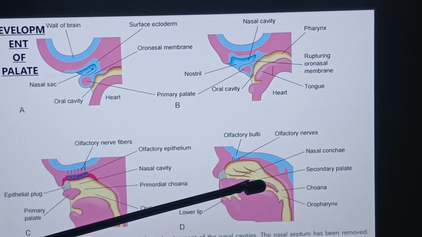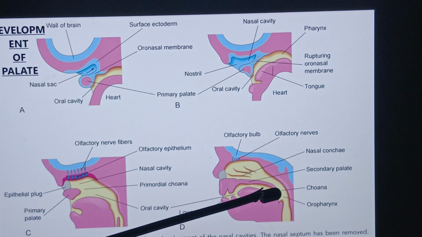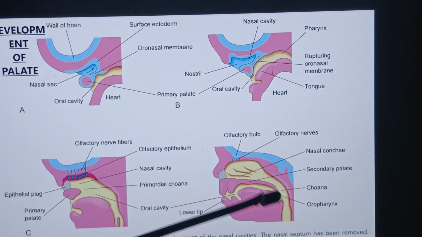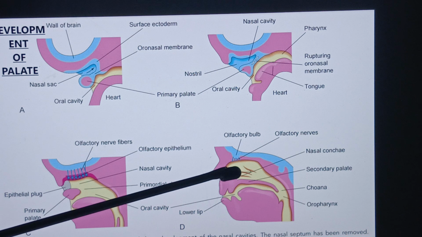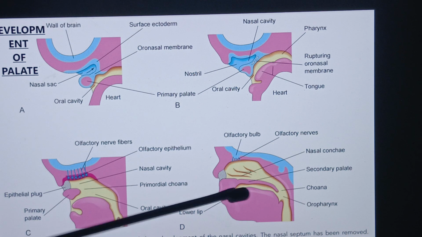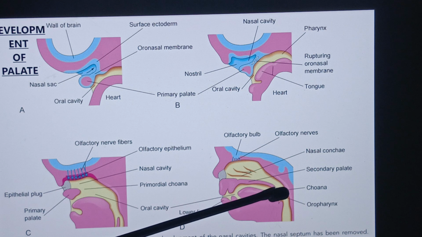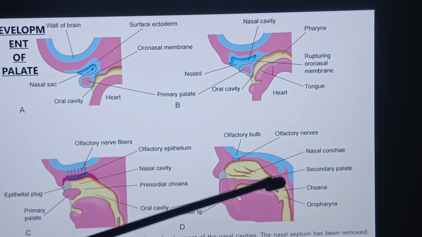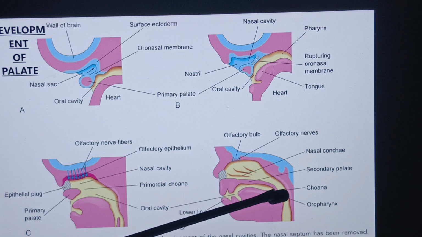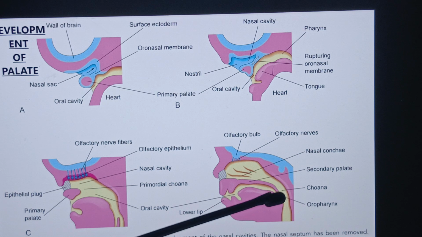Now the secondary palate is also there, forming the complete hard palate, and the posterior-most unossified part is known as the soft palate. Now you can see the lateral wall showing the nasal conchae, and the region behind this nasal cavity and the oral cavity where they both can communicate is the choana. And now we can see this is the pharynx. This is the oropharynx portion, right?